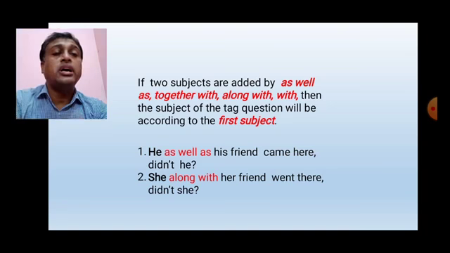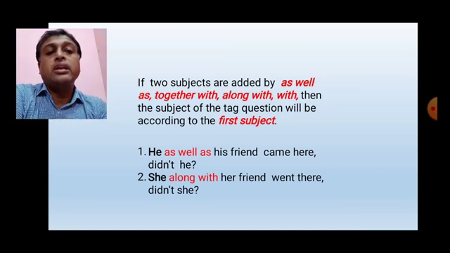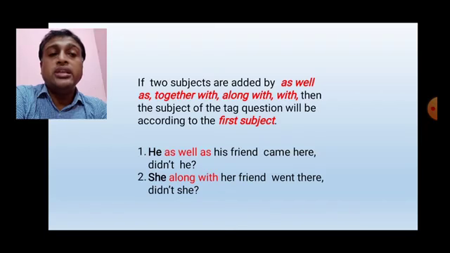She along with her friend went there. Here she and her friend are two subjects, and these two subjects are connected by, along with. So the tag subject will be she. As we know, if two subjects are connected by, along with, the tag subject will be the first subject, not the second subject. Here verb is went.